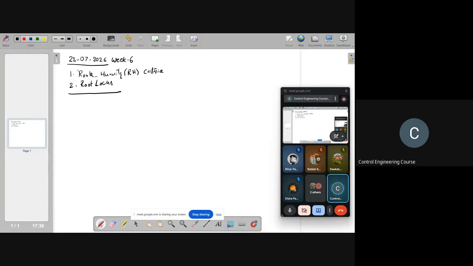So how do you calculate the stability of the system? Let's suppose we are having a system with open loop transfer function G(s). This is Y(s). Then the feedback transfer function H(s).